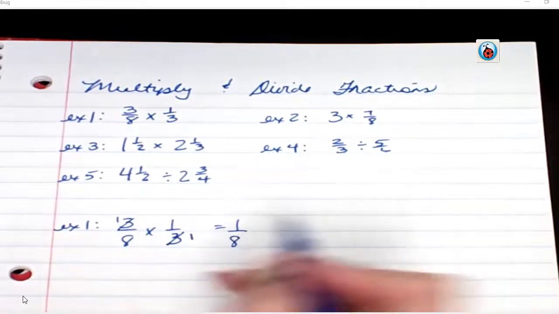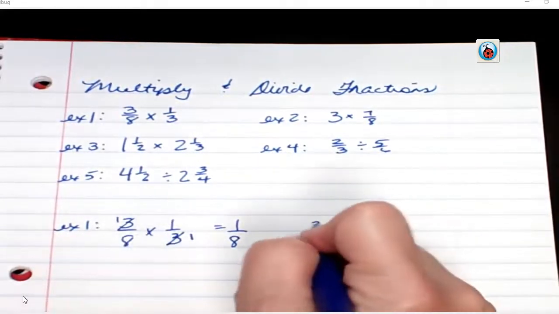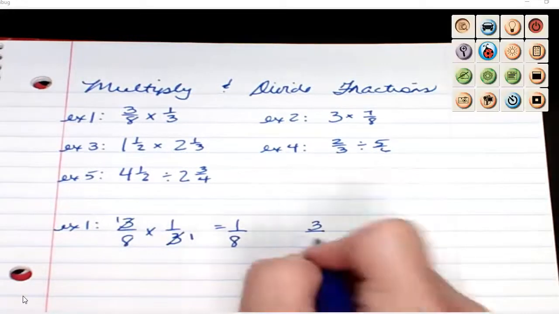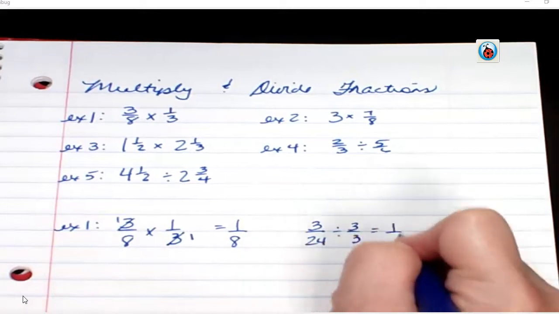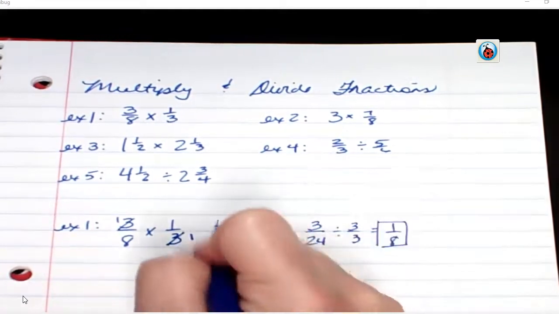Had you not reduced first, you would have said 3 times 1 is 3. 8 times 3 is 24. And then you would have reduced both of them by 3. And you still would have ended up with 1/8.